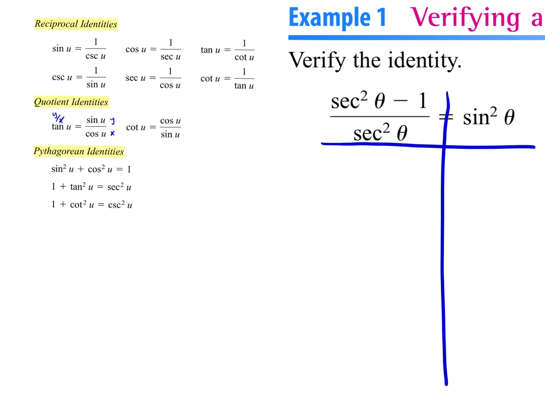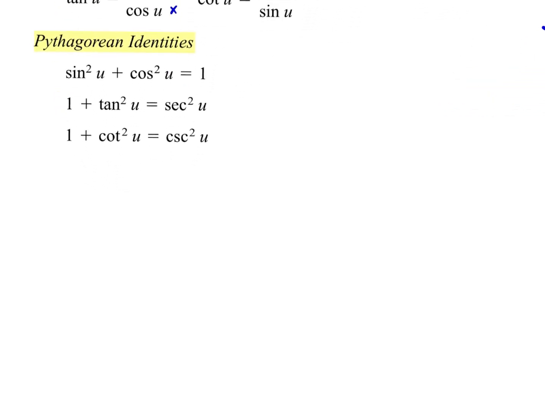So we said we're going to simplify the left side. Up top, our numerator, we have secant squared minus 1. Does that look like one of our trig identities? Yeah, it looks like one of our Pythagorean identities. So like we said yesterday, if you have a trig function squared, especially if it's attached to a 1, you're probably going to use your Pythagorean identities.